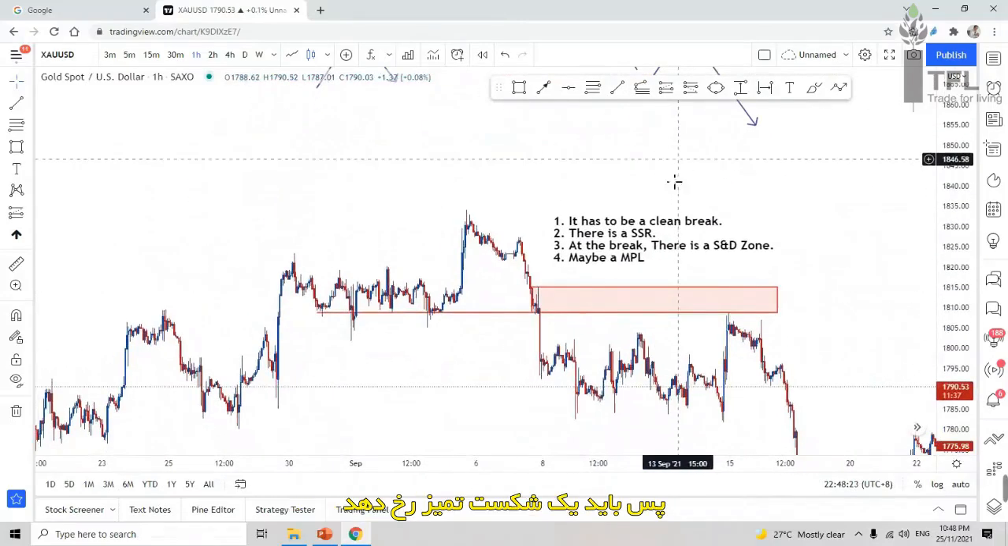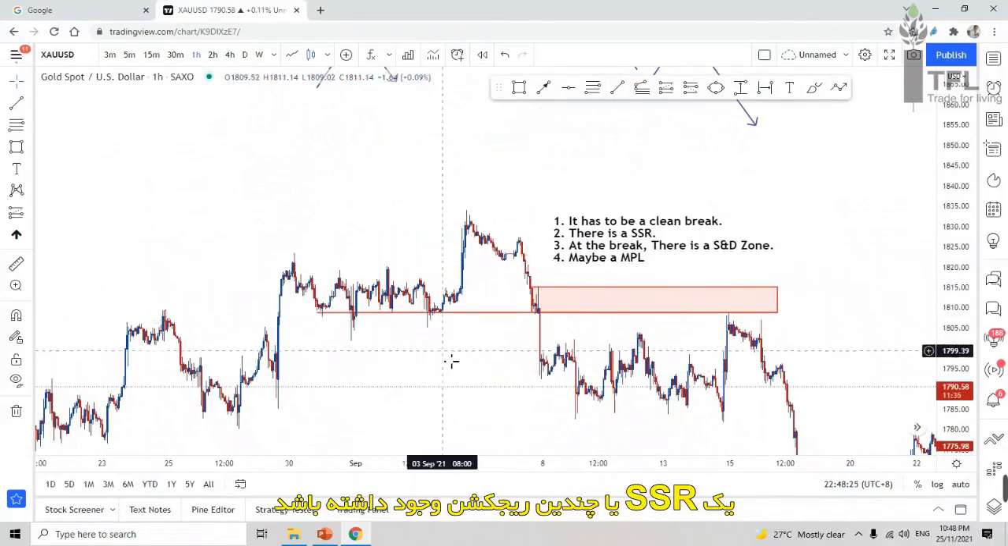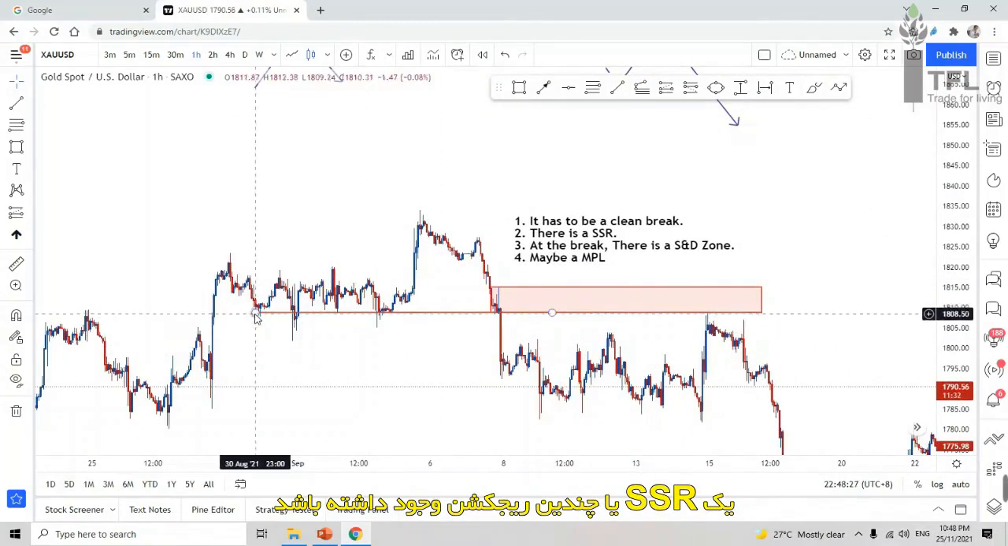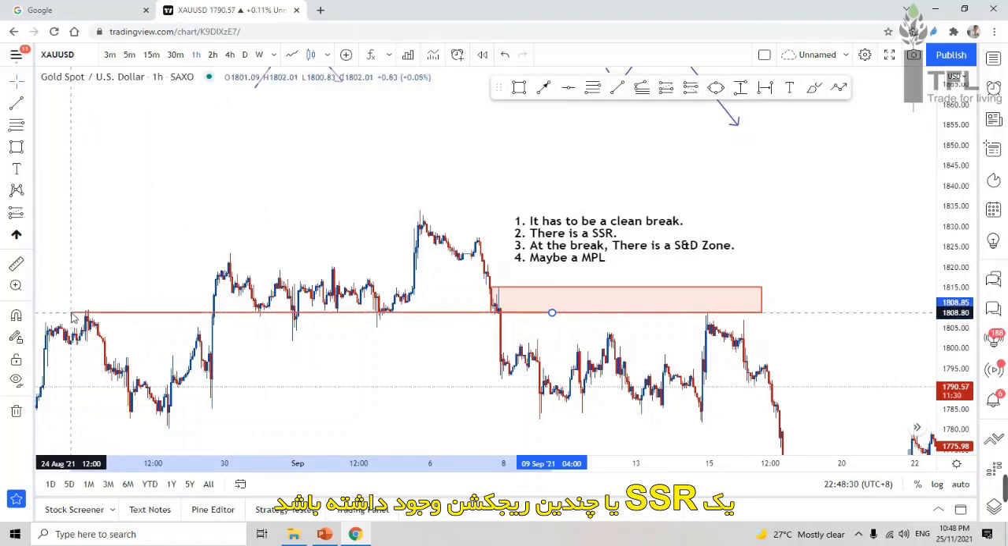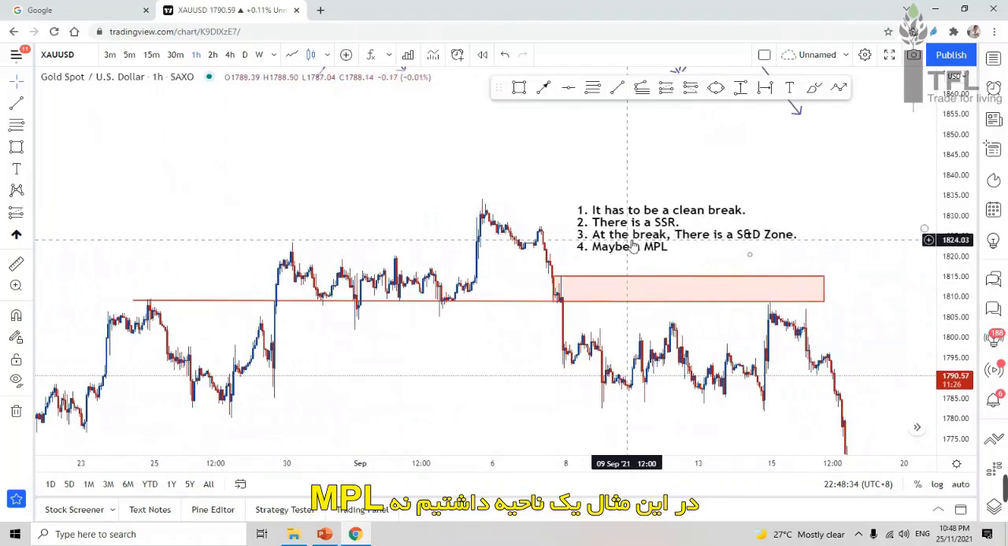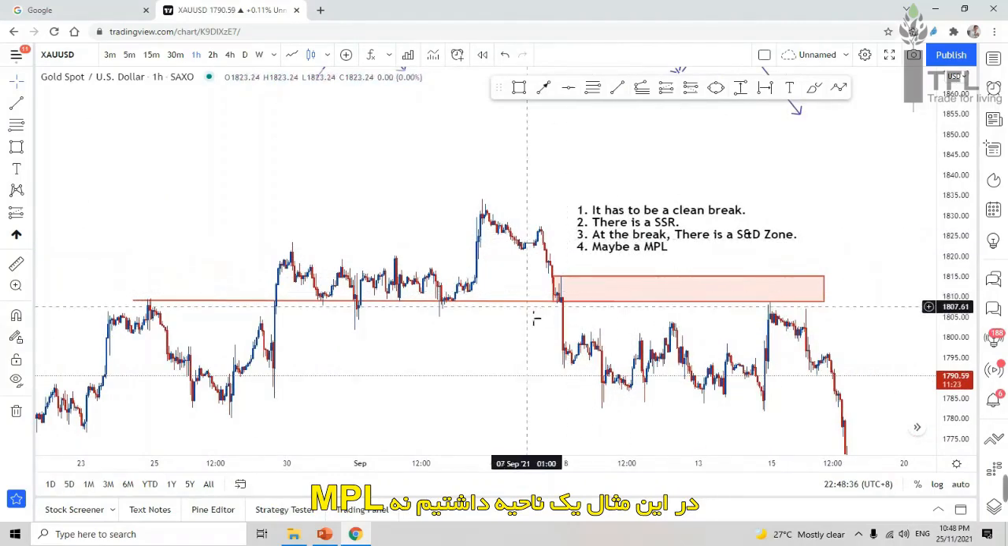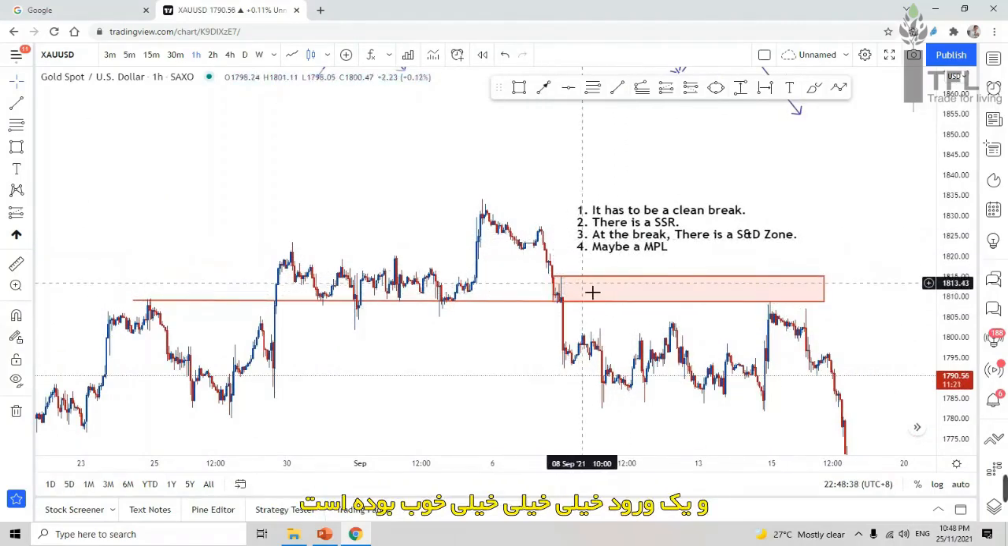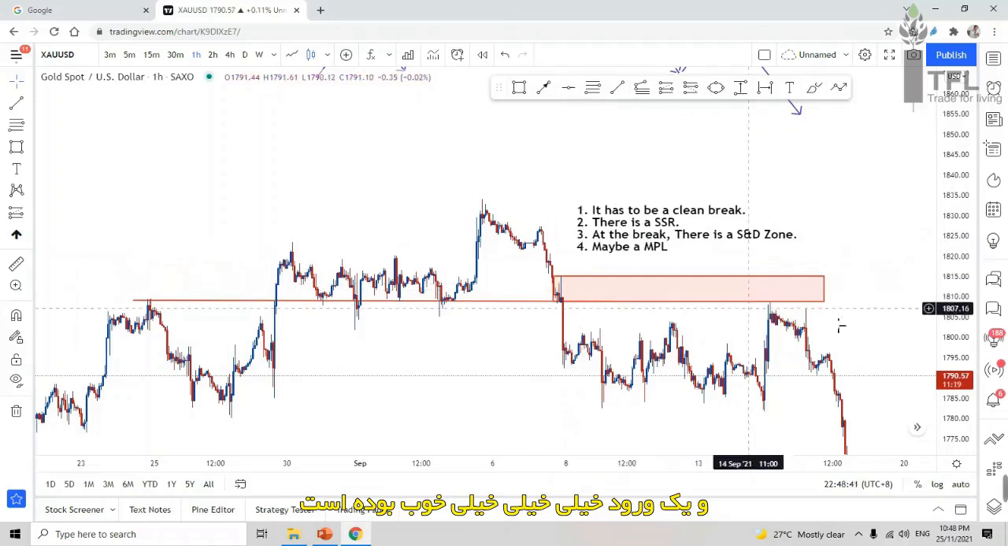So it has to be a clean break. It is an SSR. Yeah, a lot of rejection along the way back here too. Then for this case it is a zone, not MPL. It's a zone. So a very, very nice entry.